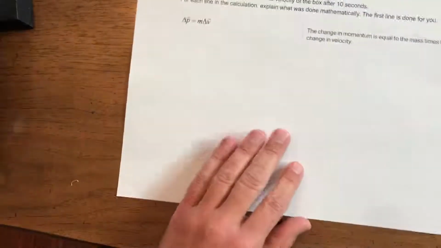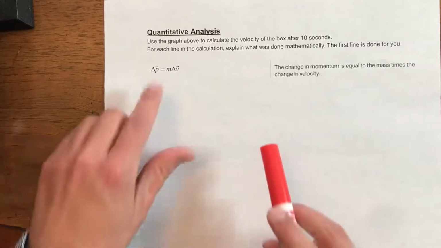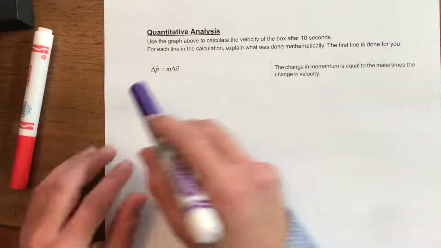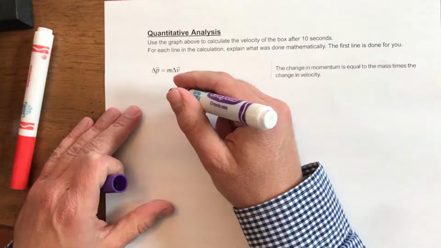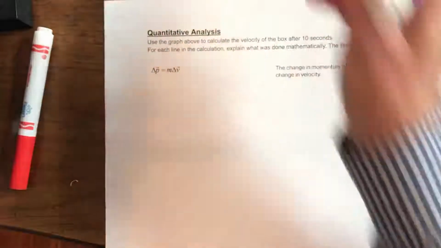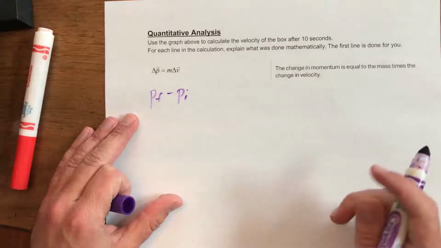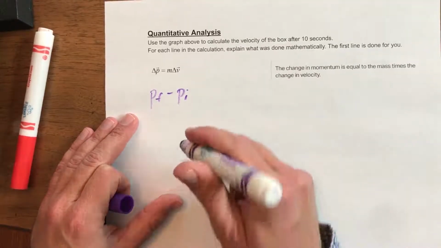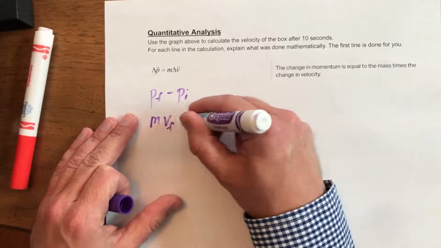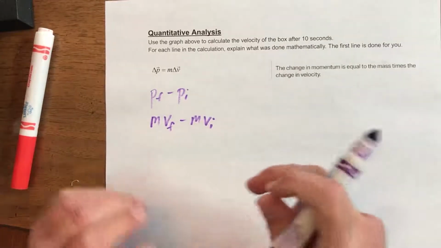Sorry about that mistake. So on this one now, they say figure out the velocity after 10 seconds. They want you to write equations and write out the words. I'll just say the words. So change in momentum is equal to change in velocity times mass. So how can we list the change in momentum here? Well, it is final momentum minus initial momentum. That is the change in momentum. And we know that those two things can be written out as mass times final velocity minus mass times initial velocity.